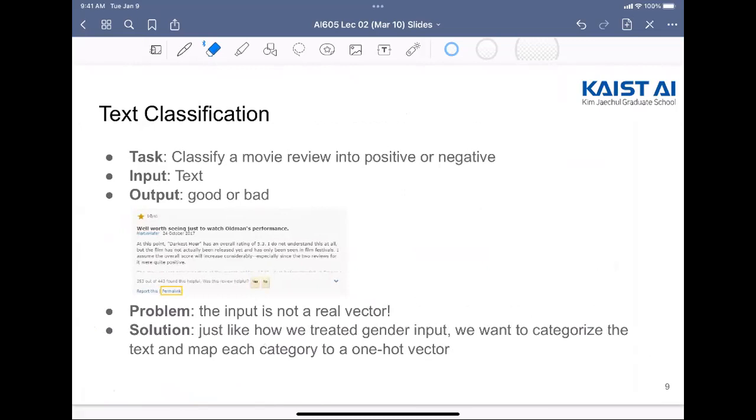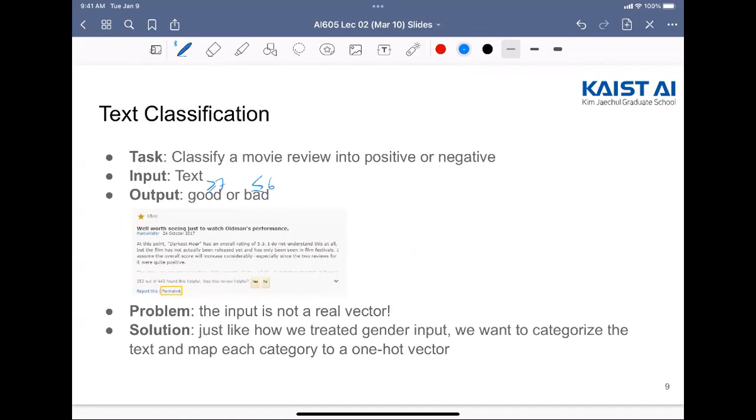Actually, it's a bit more complicated, right? Because let's say we're trying to classify a movie review into positive or negative. Then input is text and output is good or bad. Well, it's not really good or bad here. It's actually out of 10, but let's say it's good or bad. Maybe good is above 7 and bad is smaller than 6, or less or equal to 6.